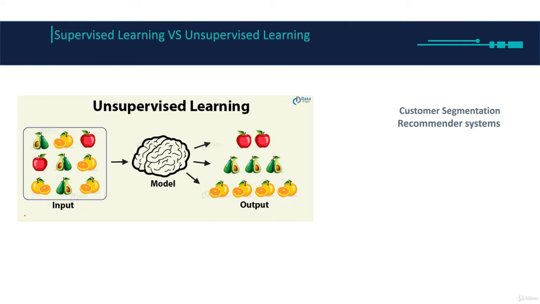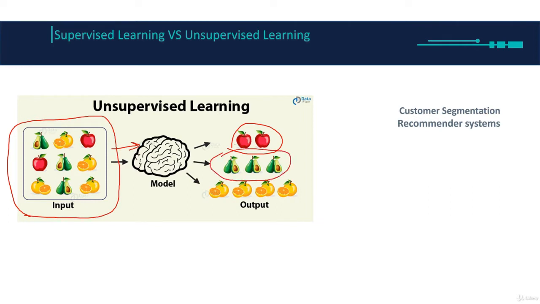Let's say here we have an input, and as you can see, it's not labeled. It's not even written that these are fruits. There are just a bunch of fruits, and I fed them to the model, and this model grouped them, or clustered them, according to their color. Here we can see it clustered them according to the red color, here according to the green color, and here according to the orange color.